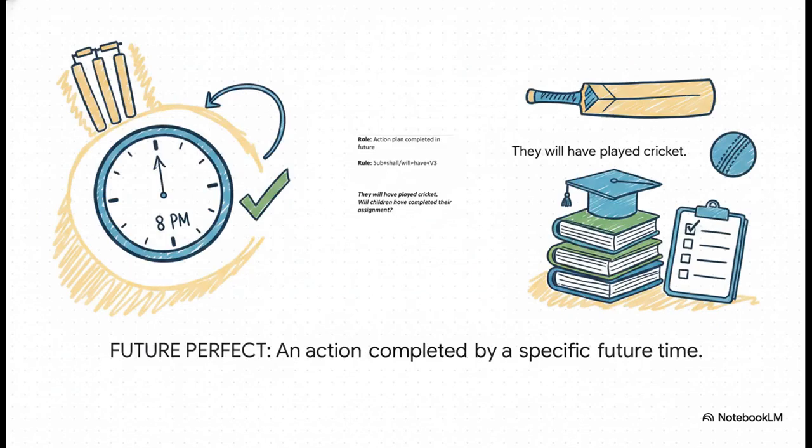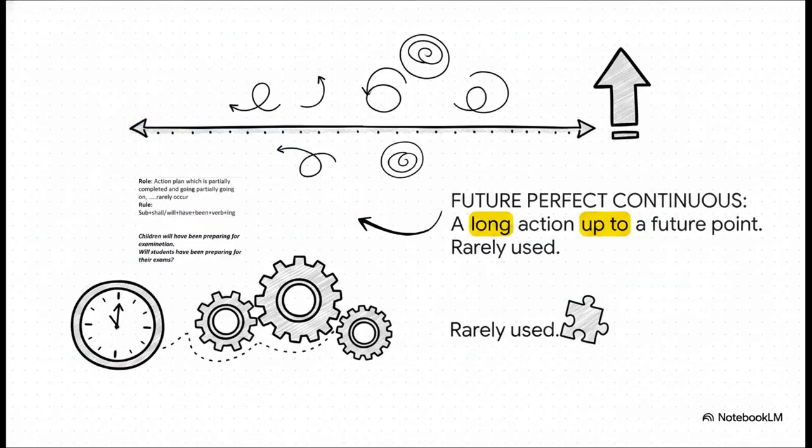The future perfect is all about a deadline. It describes an action that will be finished before a specific point in the future. By 8 p.m. tonight, they will have played cricket. The focus isn't on the playing itself, but on the fact that the game will be completed by that 8 p.m. deadline. And finally, the very last square on our map, future perfect continuous.